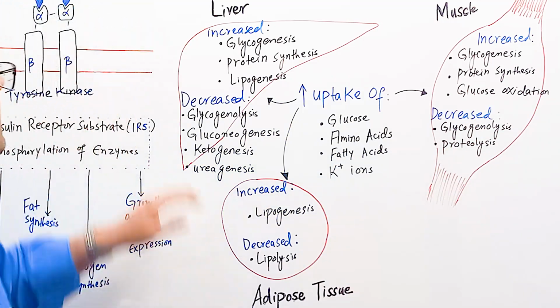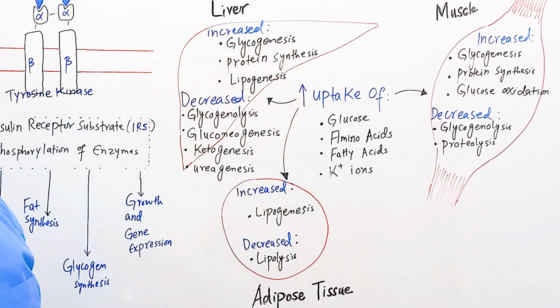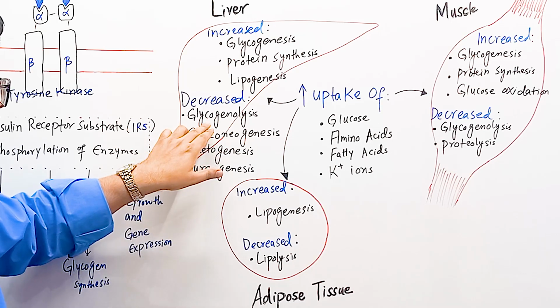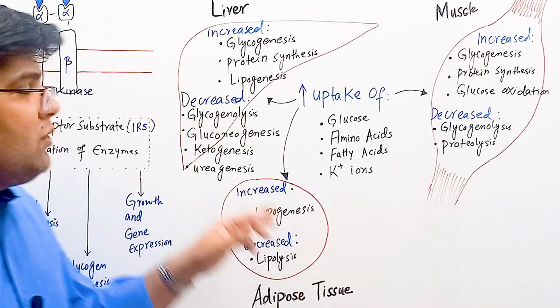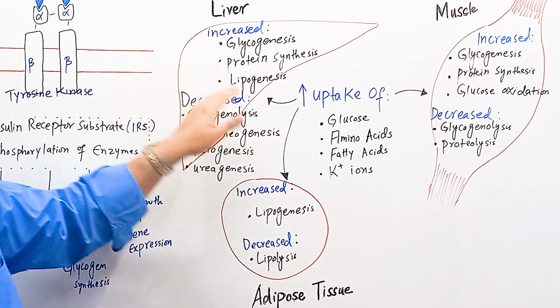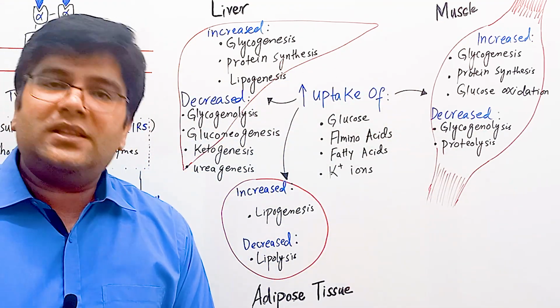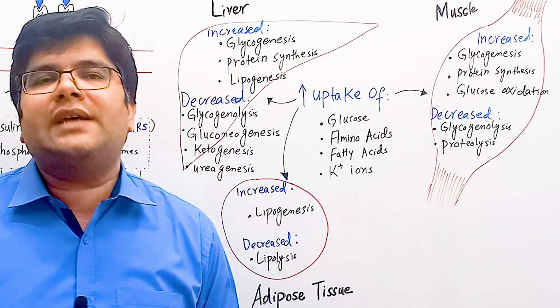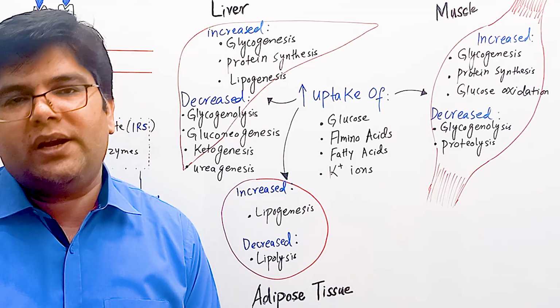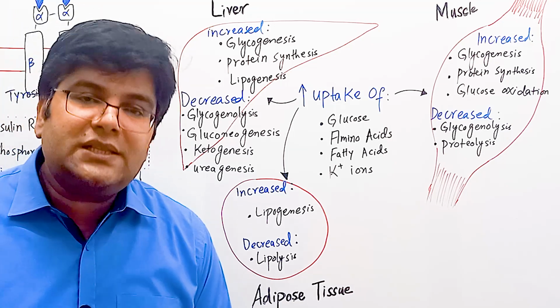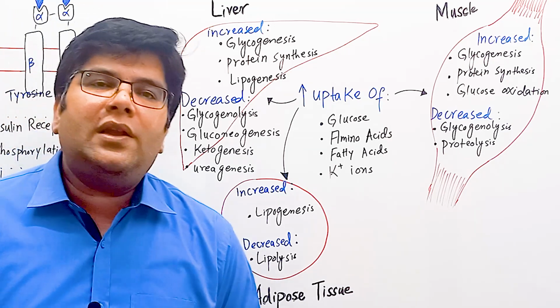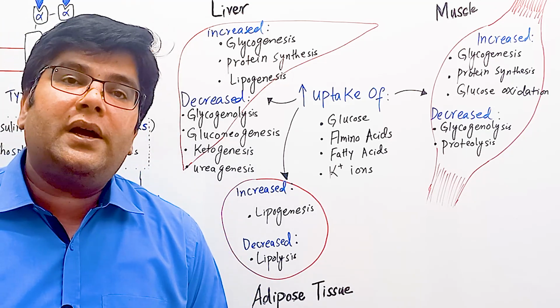Insulin not only increases the synthesis of glycogen, it also decreases the glycogen breakdown. So glycogenolysis is decreased both in liver and also in muscle, and this is by decreasing the activity of two important enzymes. One is glycogen phosphorylase and the other one is glucose 6 phosphatase. So what will happen when we will be fasting or when we will be hungry?